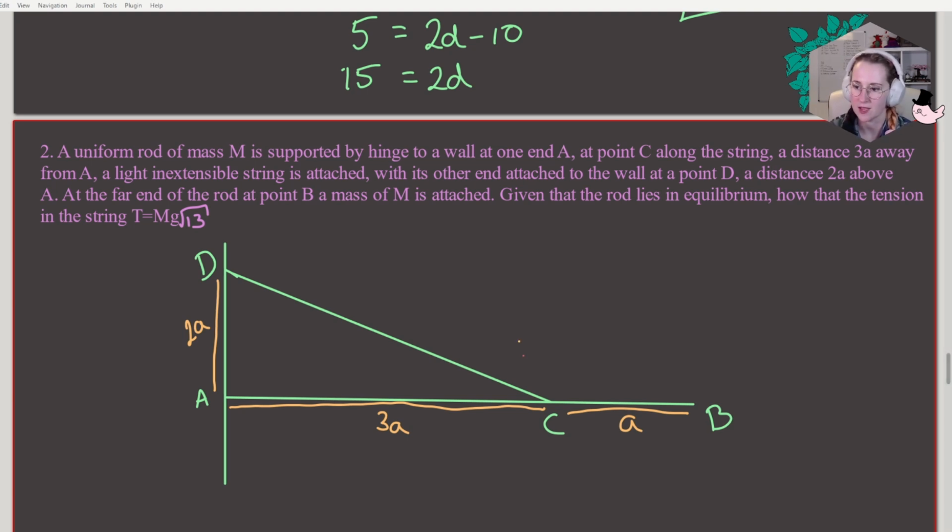Then we also have a force acting along the string here in tension. There is a reaction force at A moving into the wall. We also have that the weight of the rod is acting downwards through its center of mass. The length of the rod is 4A, which makes the center of mass 2A along it. Okay.